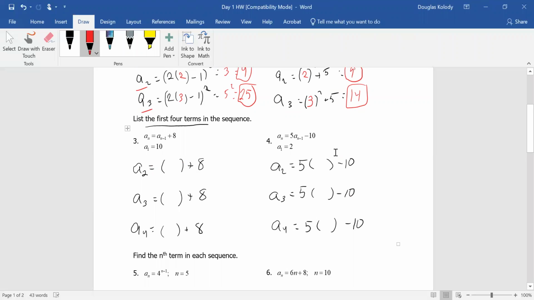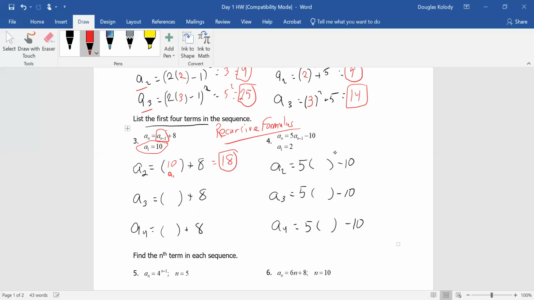These are recursive formulas. What do recursive formulas require? They require the previous term. For the previous terms, find the next term. And that's why they always give you the first term as a gift. So to find a sub 2, I need to take the previous term and add 8 to it. Remember, a sub n minus 1 is the previous term. So what's previous to a sub 2? a sub 1. What's a sub 1? 10. And so 10 plus 8 is 18.